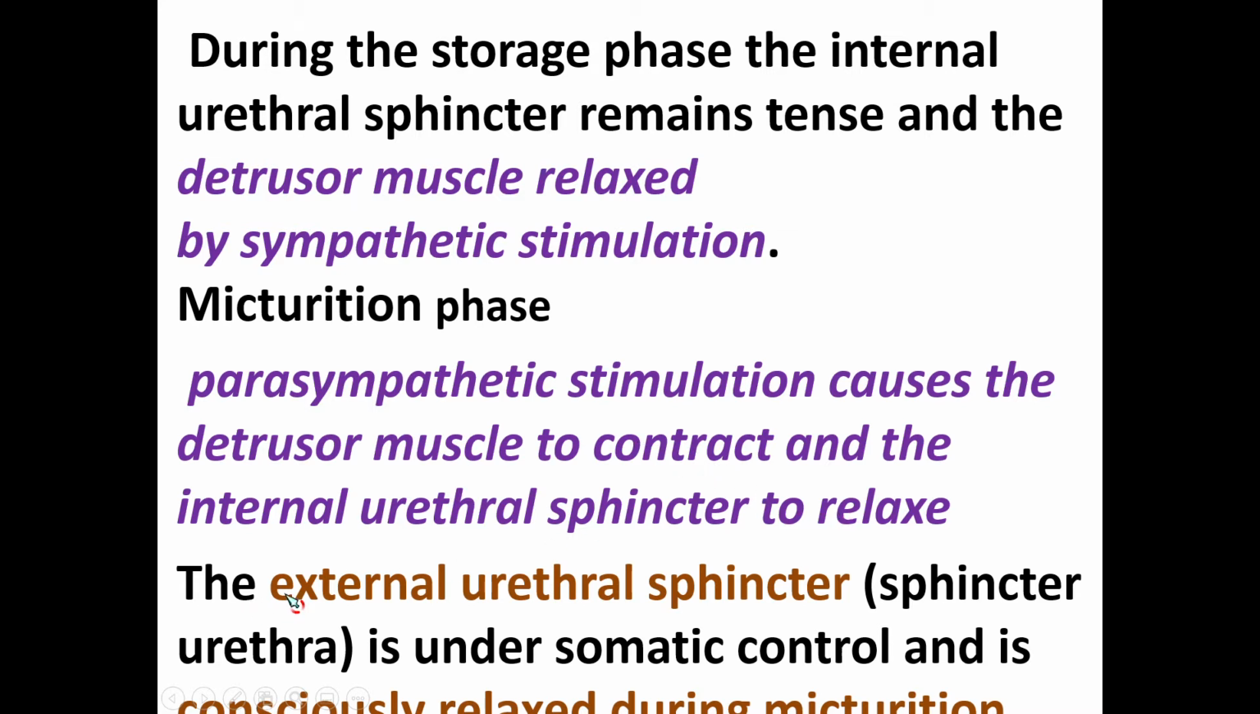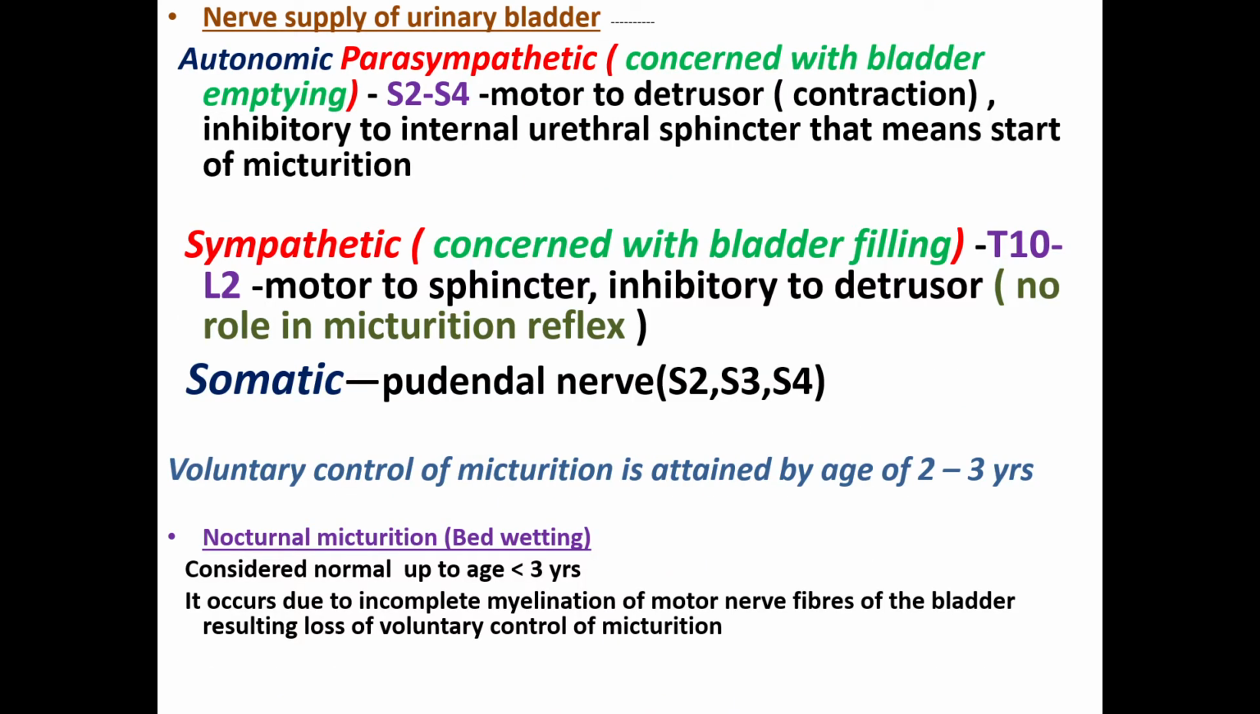Then the external urethral sphincter, the sphincter urethrae, is under somatic control and is consciously relaxed during micturition. That means it is under your will. The external urethral sphincter, which is supplied by the pudendal nerve, is under your will. It is your somatic control. You can contract it, or you can relax it by yourself. Again, the same things which are written over here.